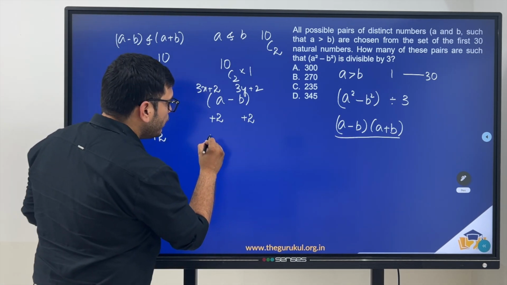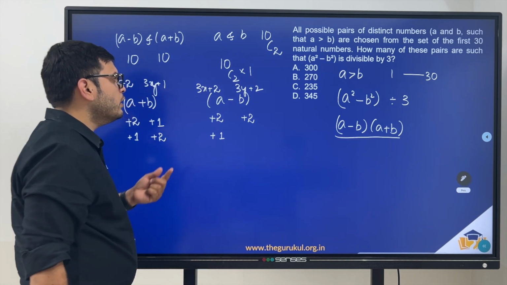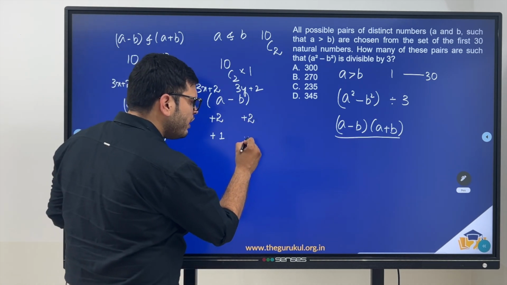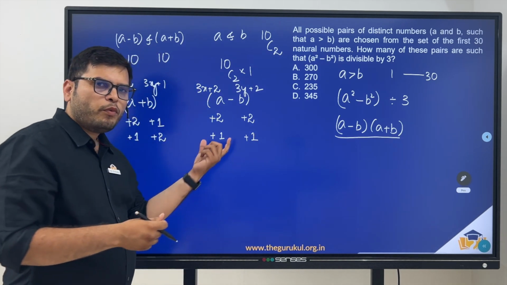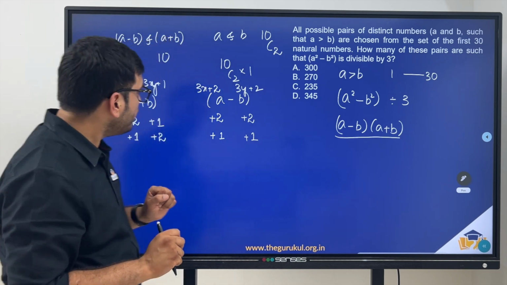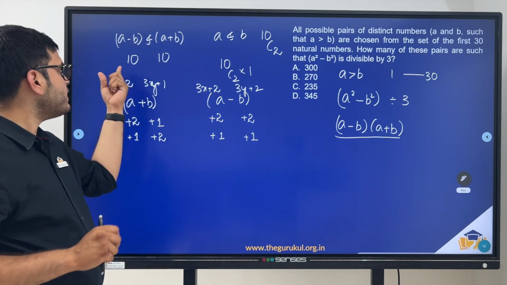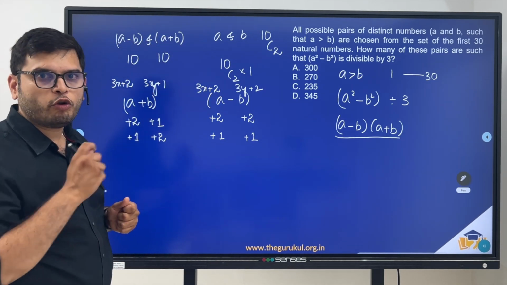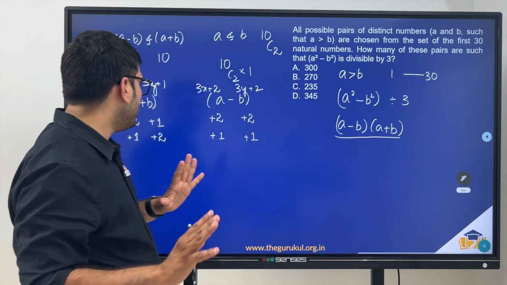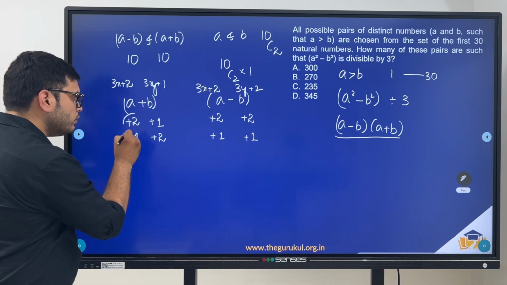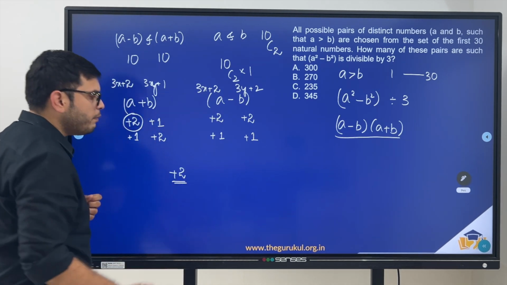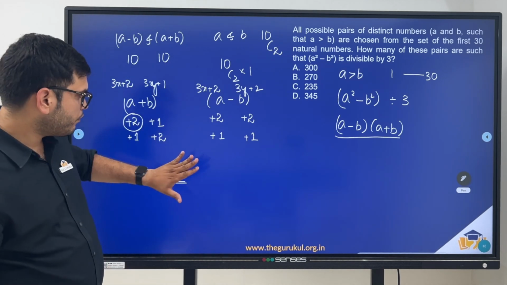And similarly, if this is in the form of 3x plus 1, then B should also be in the form of 3y plus 1. That means both the numbers should leave a remainder of 1 when divided by 3, right? Now we have 20 such numbers, 10 which leave the remainder of 2 when divided by 3, and 10 numbers which leave the remainder of 1 when divided by 3. Now let me consider a number which leaves a remainder of 2 when divided by 3, right?